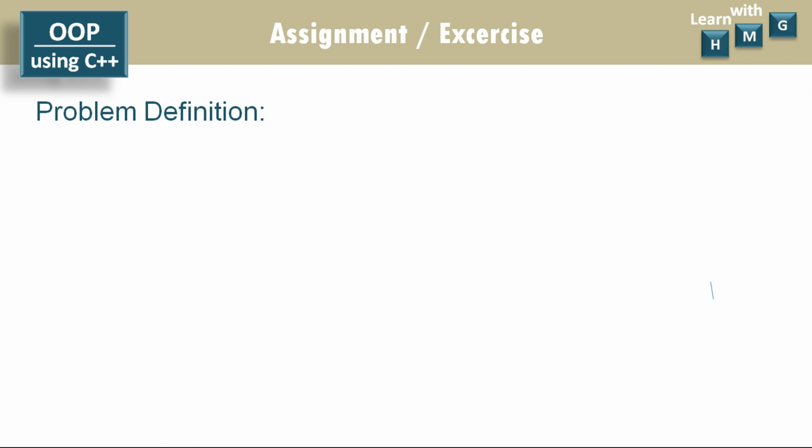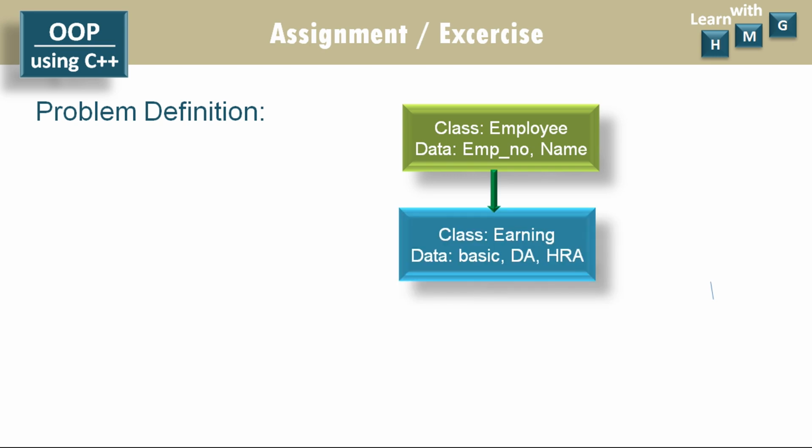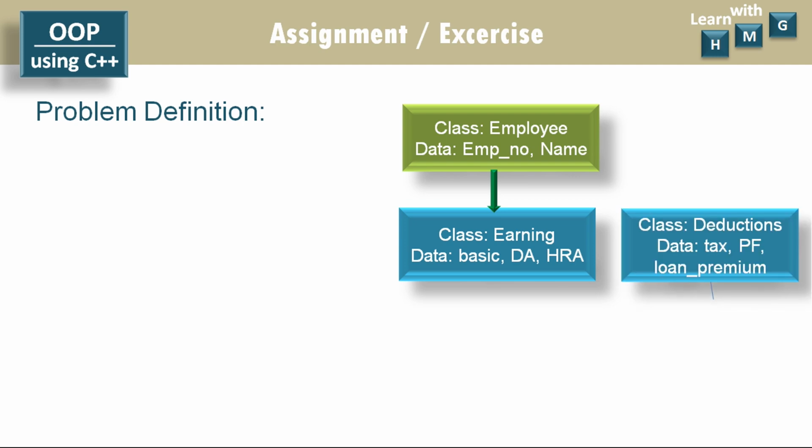Now let us have the exercise or assignment for you, to check whether you have understood the concept by writing the program. There is a class employee having two data members, employee number and name. From this employee derive a class earning, and the data members of earning class are basic, DA and HRA. That is basic salary, DA means dearness allowance, and HRA means house rent allowance. So this is the earning part of salary of any employee.